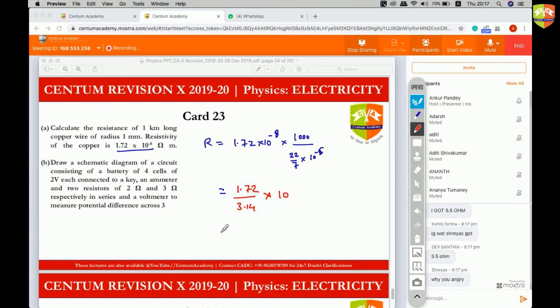Five threes are 15. So tentatively 5.4. So I'll write the answer as 5.4 ohm. 5.47, good Anant. Clear? Sure. Don't leave it. These kind of questions, practicing them will just increase your patience level, and that will help you out in the exam.